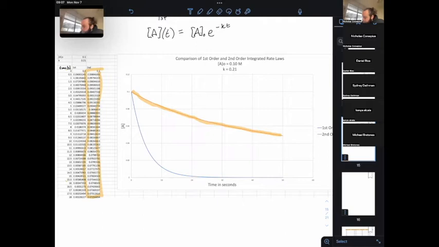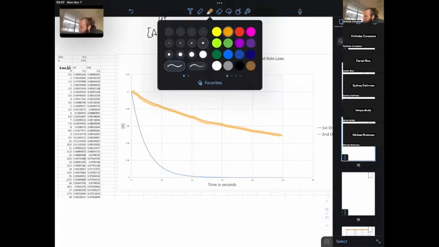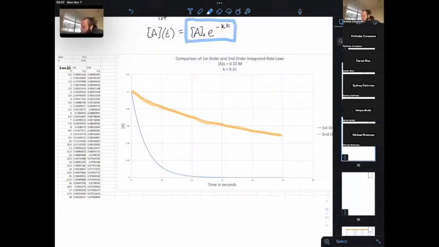What I did here was, for comparison, I then used the integrated rate law for a first order reaction. I used that same initial value of A and that same value of K and calculated the concentration of A as it changes over time. And what you can see is that even though the concentration of A initially and that value for K is the same, I get a different curve here for my first order reaction, where the concentration of A decreases much faster, right? And this is just a signature of these two types of reactions.